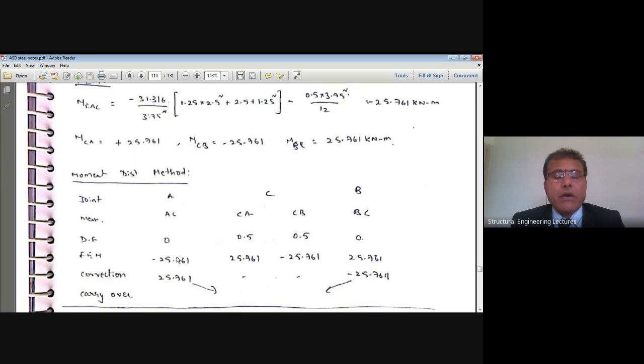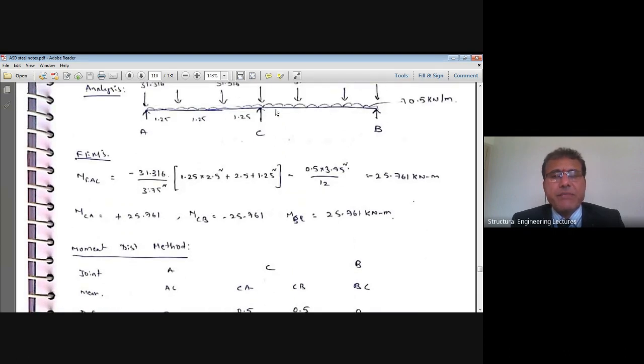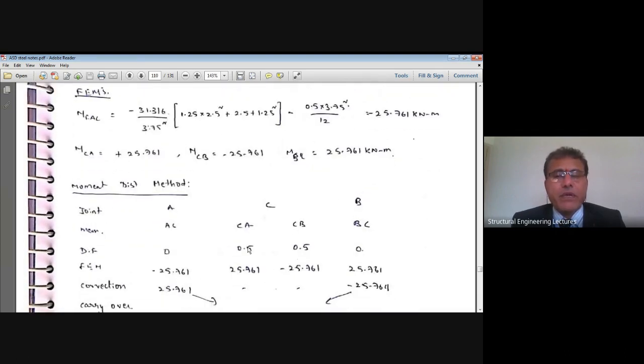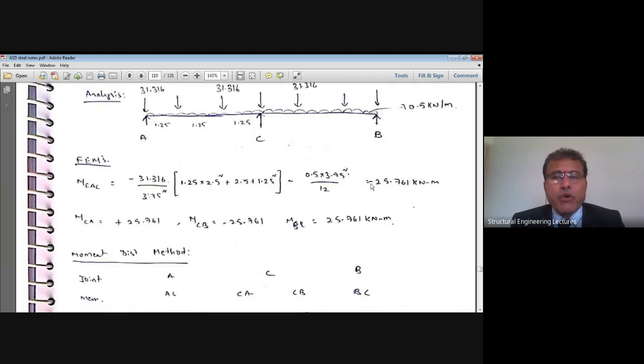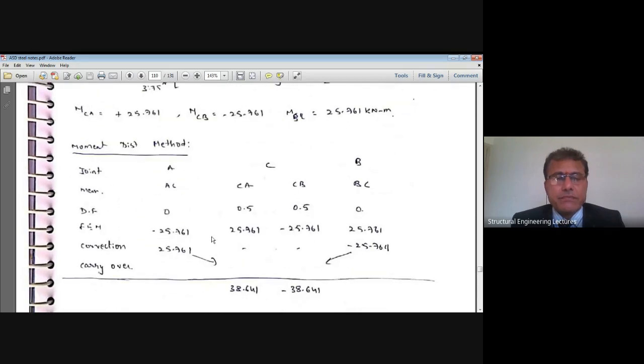It cannot take it on its own. It will transfer it to its immediate next support by 50%, right? Distribution factor for CA is equal to 50%, for CB is also 50%. Therefore, the total distribution factor at joint C is equal to 100%, that is one. Similarly, support B being a simple support, the distribution factor is equal to 0.